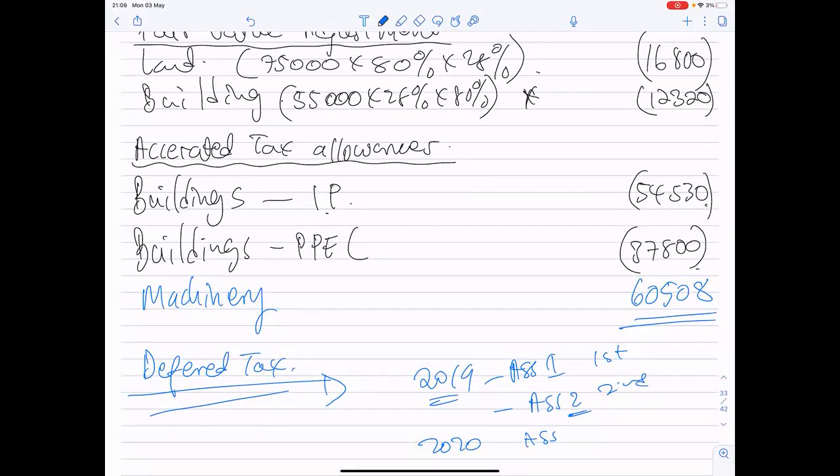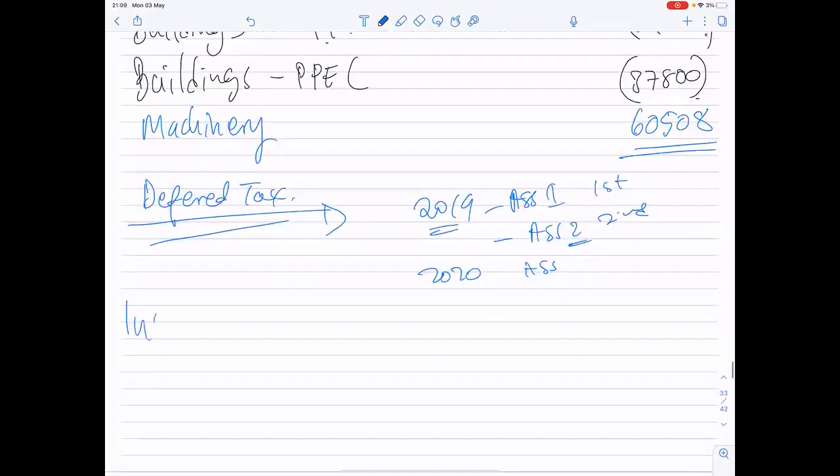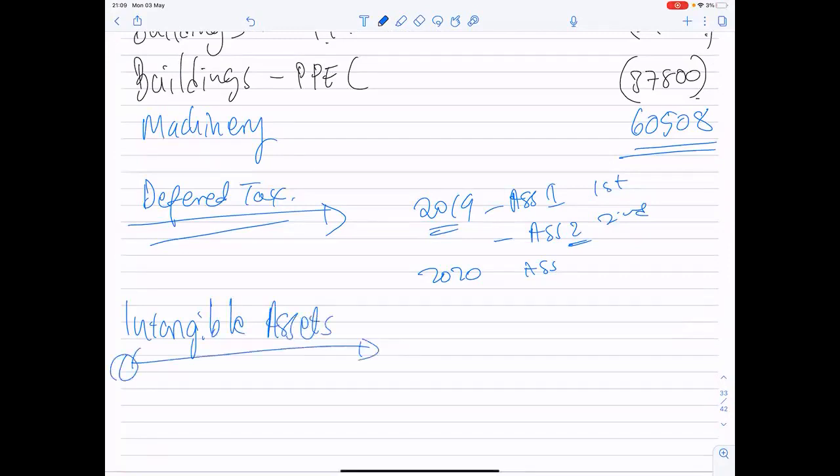So our next topic that we're going to be looking at in the next class is intangible assets. So I hope you follow. And remember the assignment, we did it last week. So I hope you are writing it. If you have challenges, you can just call me. I will help you. Any questions, any additions, any subtractions?